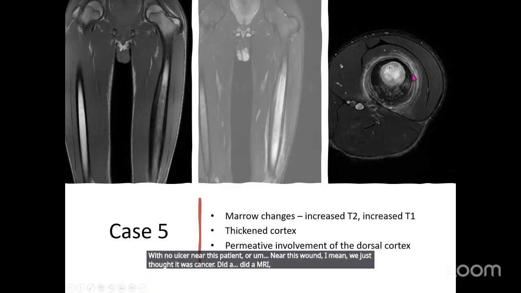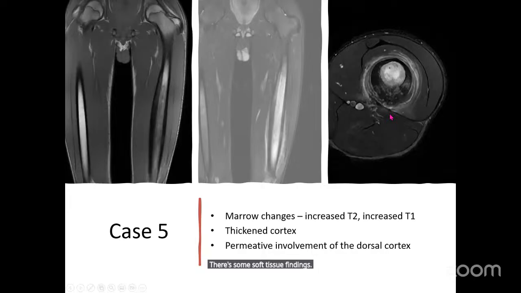You can see on this axial cross section of the MRI that there's thickening of the cortex. This is the permeative involvement. There's some soft tissue findings. We did a biopsy, and it was an infection. And so this is infection mimicking another diagnosis rather than the other way around.